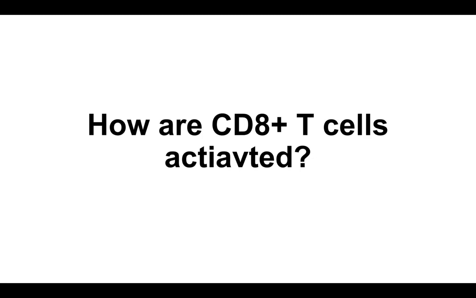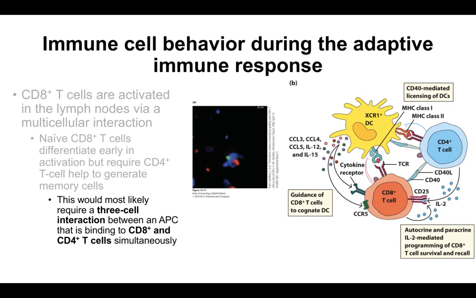How are CD8 positive T cells activated? They seem to have this 3-cell interaction between an antigen-presenting cell, a T helper cell, and the CD8 positive T cell. It gets signals from the dendritic cell as well as from the T helper cell to ultimately make that CD8 positive cell active.